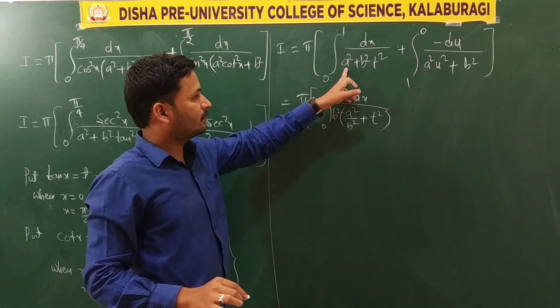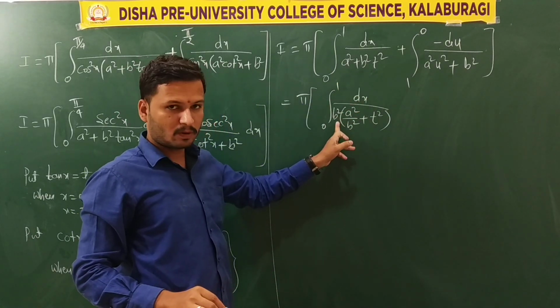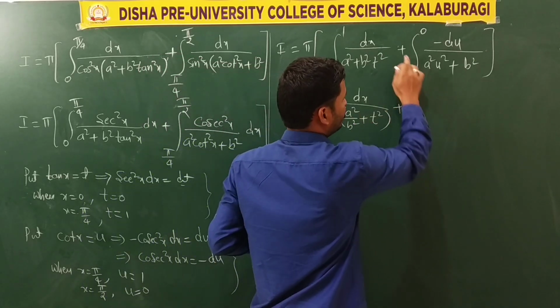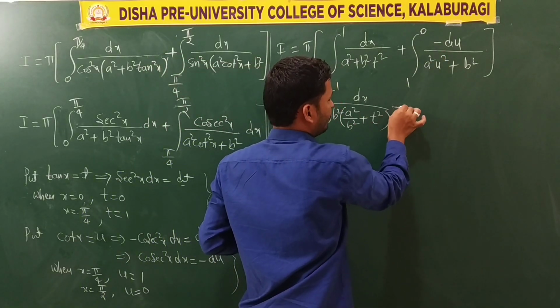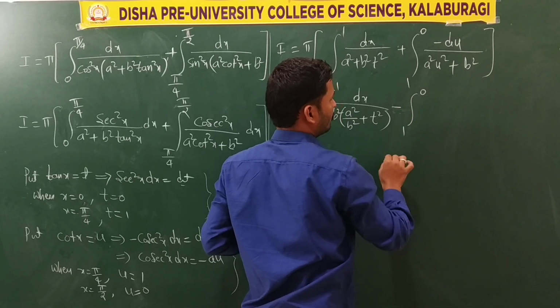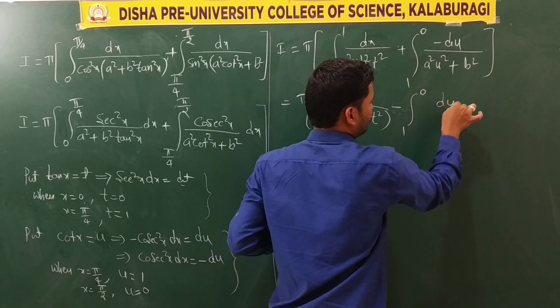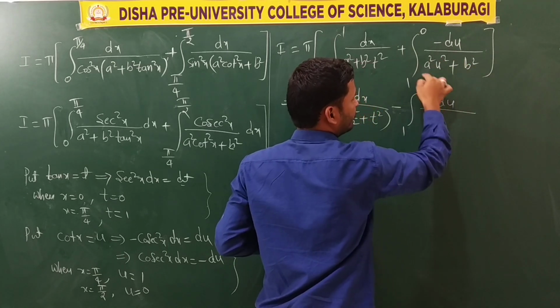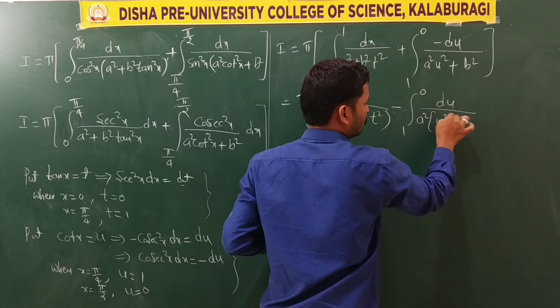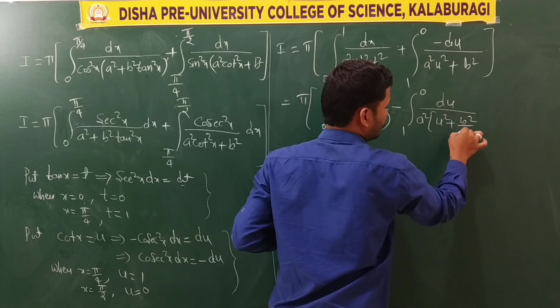So taking b square common from a square by b square plus t square. Plus into minus is minus, integration from 1 to 0 of du divided by, again similarly taking a square common, u square plus b square by a square.